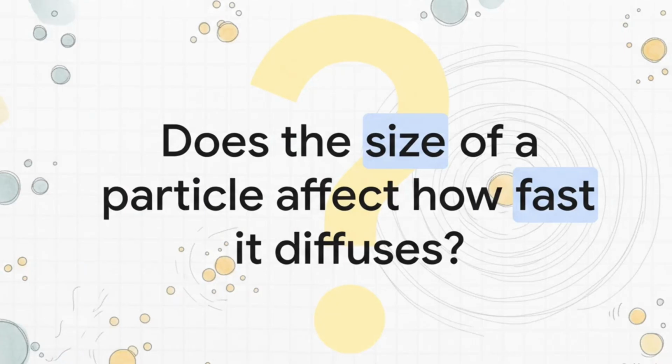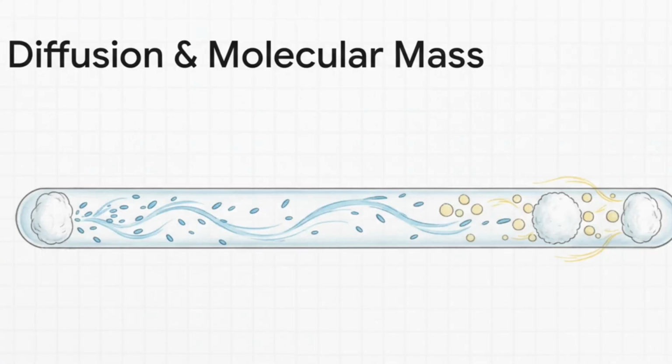Got it. But it seems like some smells travel way faster than others. Does the actual size of a particle change how fast it can diffuse? Absolutely. It makes a huge difference. And this classic experiment proves it.